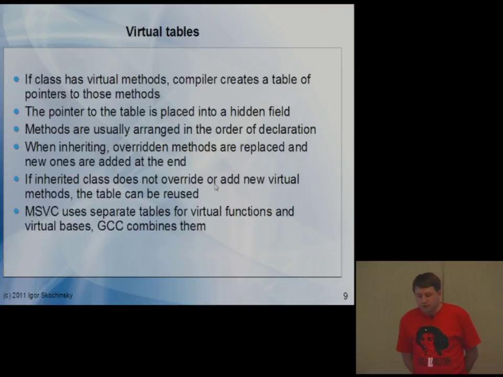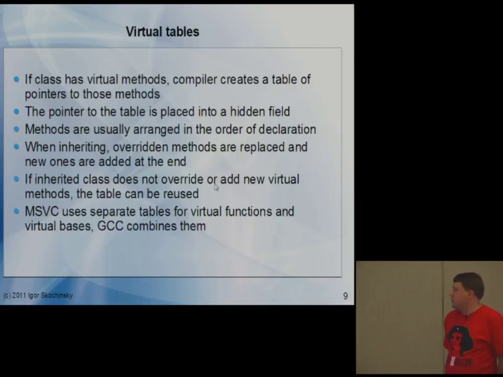So what are virtual tables? If we have virtual methods in a class, the compiler creates a table of pointers to those methods. This is done so that if the method is overridden in a later class, in the derived class, the call in the base class will use this new pointer, new method. This is the point of virtual methods. So to handle this, the compiler creates a hidden field in the class, virtual table pointer. It's placed usually at the beginning of the class. And in that table, methods are arranged in the order of declaration.